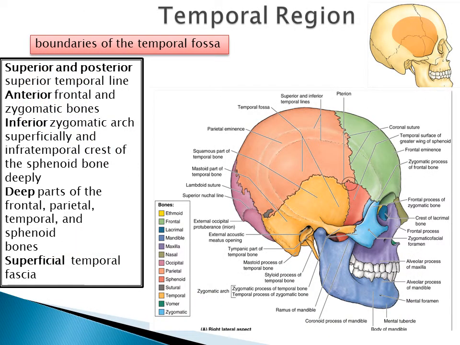let's go ahead and define the boundaries of the temporal fossa first. Superior and posterior would be the superior temporal line going along here. Anterior would be the frontal and zygomatic bones. Inferior would be the zygomatic arch superficially and the infratemporal crest of the sphenoid bone deeply. And deep to this, or the deep boundary, would be parts of the frontal, parietal, temporal, and sphenoid bones. And superficial, which we can't see here because this is only bones of the skull, would be the temporal fascia.